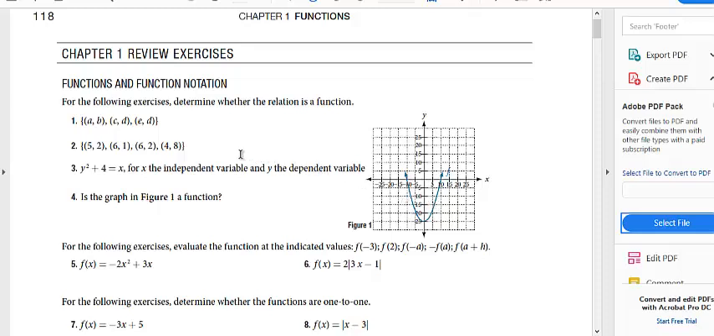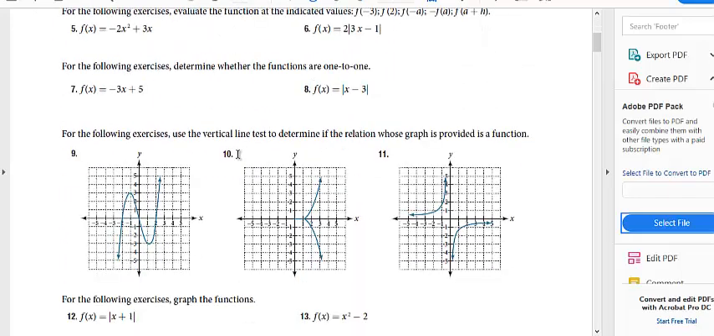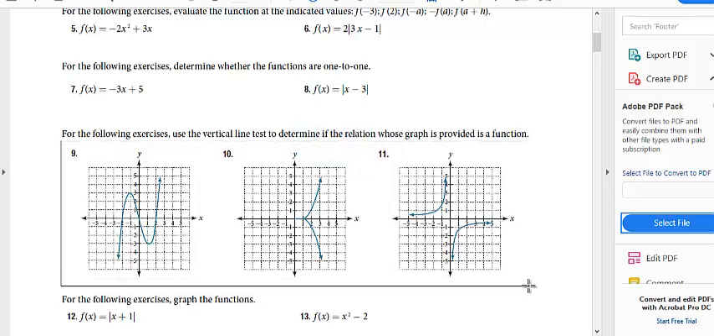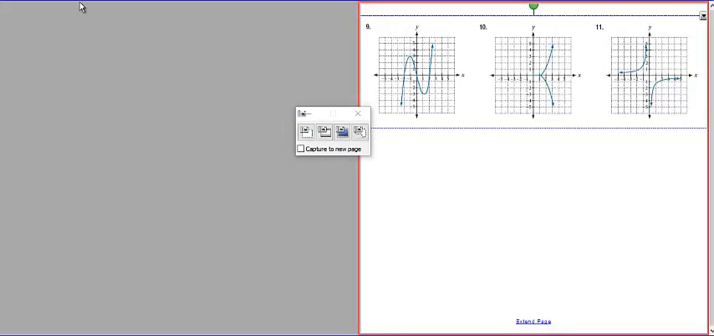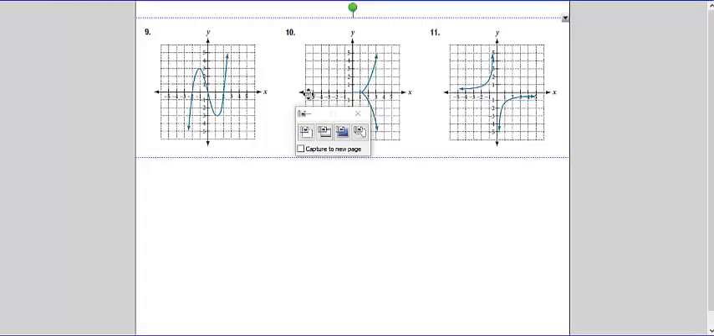Okay, the next problem is 9 through 11, so let's go there. So these are asking again to use the vertical line test. So let's just grab those and show you how to do the vertical line test. And we'll put it into the smart board software so you can write something. Okay, so there they are.